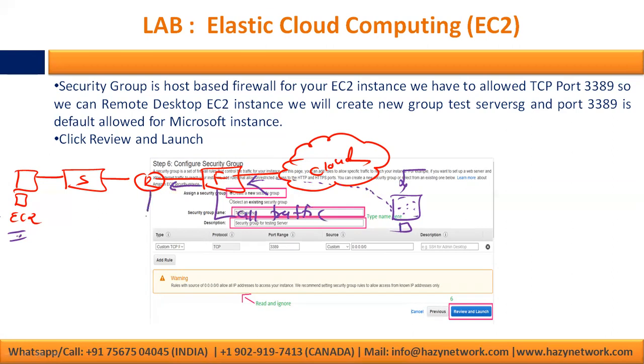Now, what is the router? In your VPC, there is one routing table. I will show you where the routing table is. So what will the router do? The router will do the routing lookup. The people who are in networking know this very well. The router will do the routing lookup.